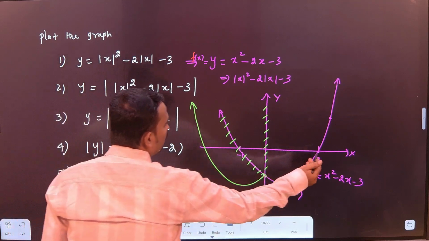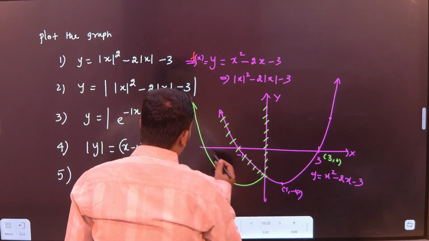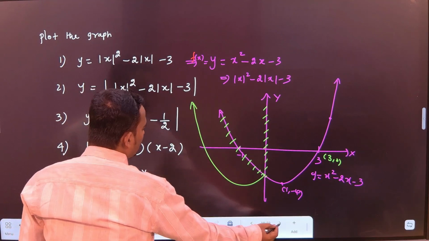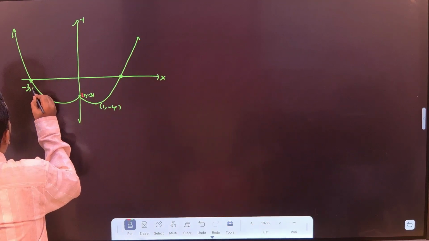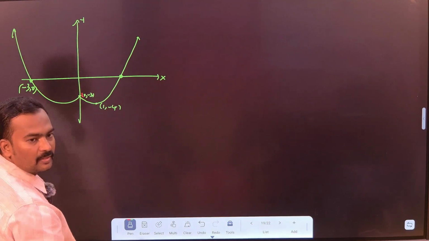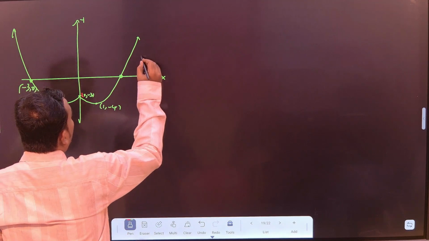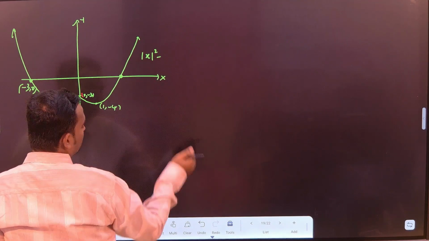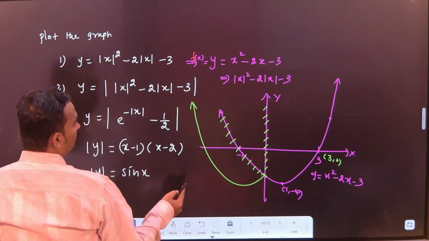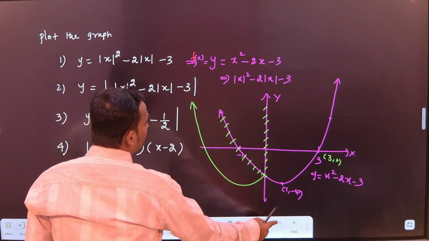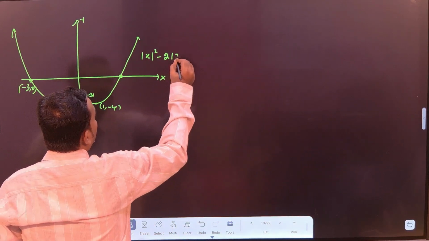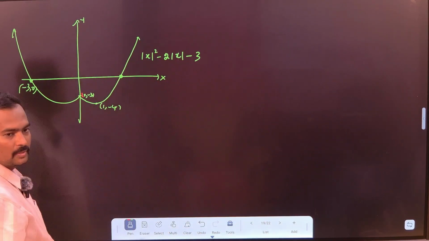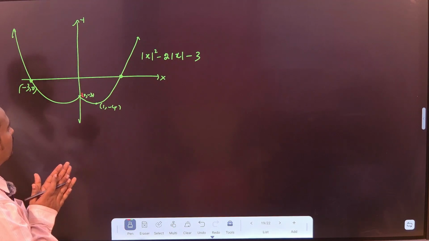Okay, this is minus 3 comma 0. Minus 3 comma 0 here. This is the graph of mod x square minus 2 times mod x minus 3 graph. I hope everyone understands, right?